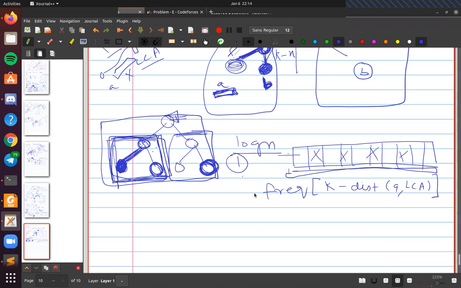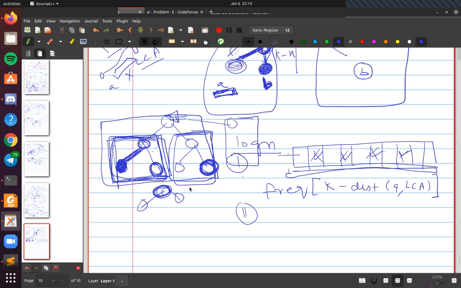Then you add these back and repeat this process for each subtree. So you build the array for each node, but the complexity won't be greater than n log n squared. If you build the array it would be n log n; if you build the set it would be n log n squared.